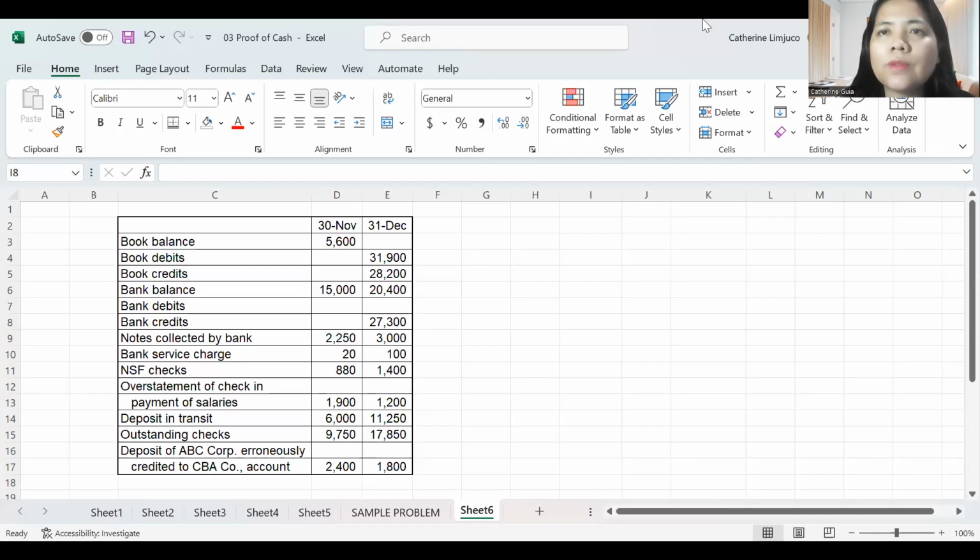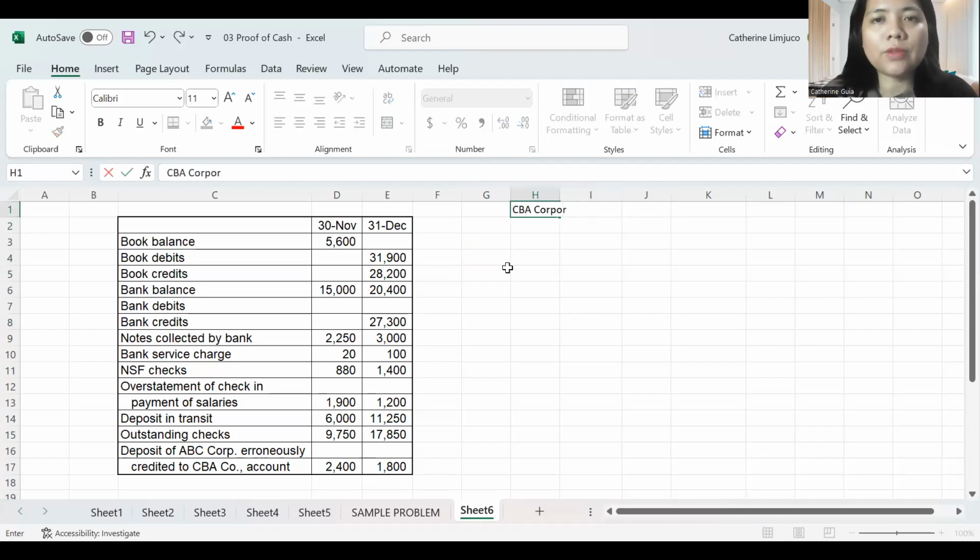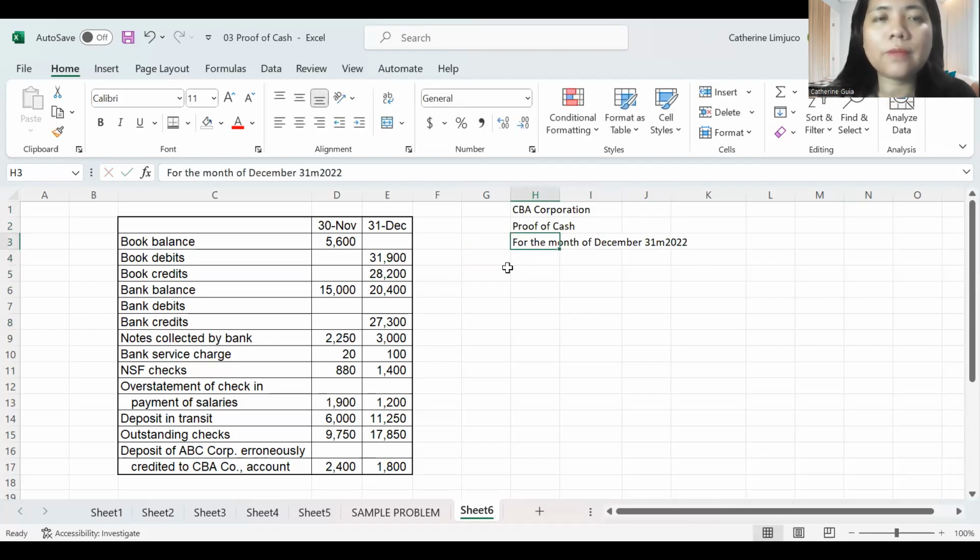Okay, so we have here the data of our proof of cash. Just like any other statement, we will always start with the header because we will be preparing a proof of cash. So we have CBA Corporation, proof of cash, name of the statement or report, and then for the month of December 31, 2022.